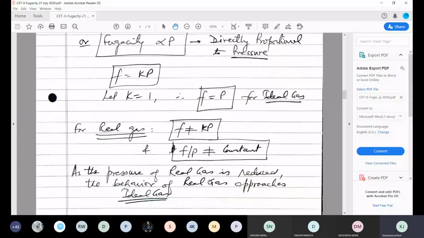So as the pressure is reduced, the behavior of real gas approaches ideal gas. I gave you an example last week, or 2 days ago. When the pressure is high, the molecules are closer to each other. When they are close, the force of attraction and repulsion is very strong, and that is why you cannot use pressure as an indicator of mechanical equilibrium. So when the pressure is reduced to zero or one atmosphere, the molecules are quite far apart. The forces of attraction and repulsion are not strong, and it behaves like an ideal gas. Any real gas will behave like an ideal gas at low pressure.